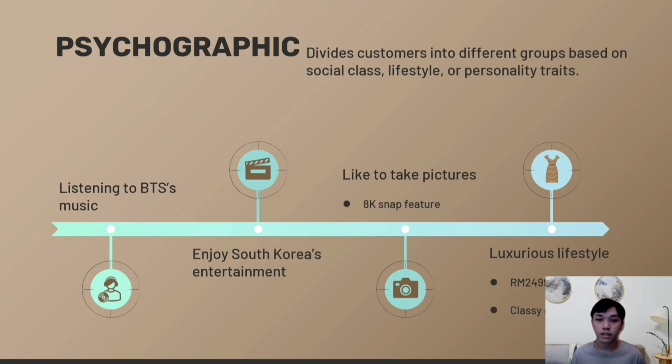This is where Samsung divides the customers into different groups based on social class, lifestyle, or personality traits. We can see from the video with BTS that it can attract a group of people that enjoy music from BTS and also people that enjoy Korean entertainment such as Korean dramas or reality shows like Running Man.